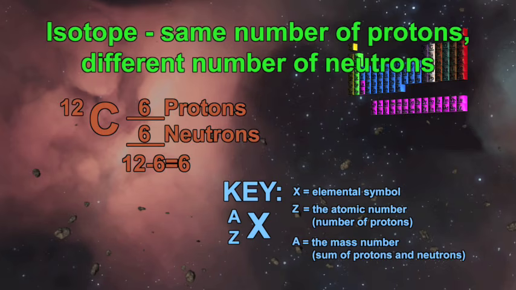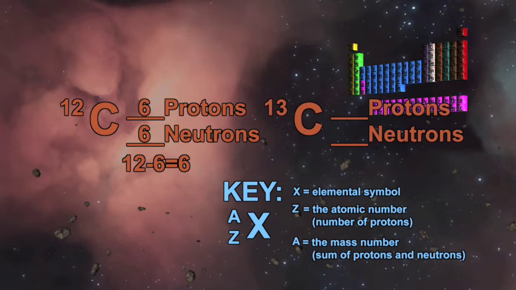At this point, we can introduce isotopes. Isotopes are atoms with the same number of protons but different number of neutrons. For example, the 2 common isotopes of carbon are carbon-12 and carbon-13. They both have the same number of protons, 6, but the number of neutrons are different. Carbon-12 has 6, and carbon-13 has 7 neutrons, which were deduced from subtracting the number of protons from the mass number.